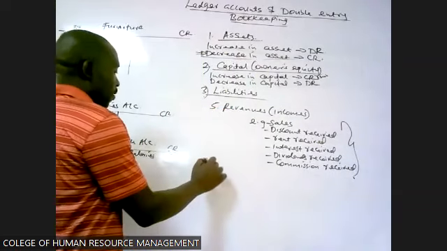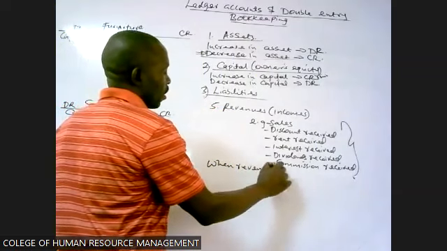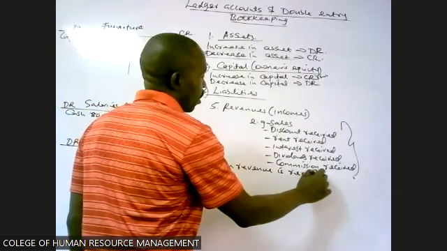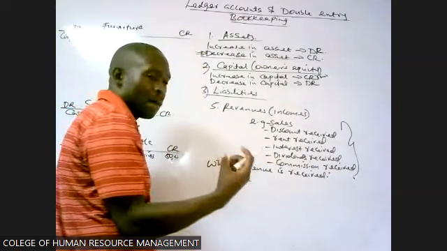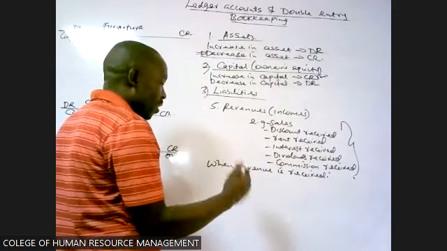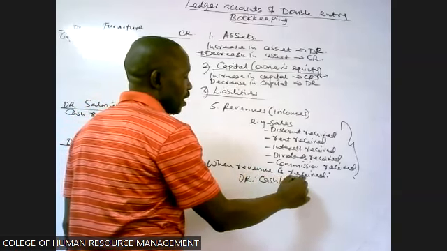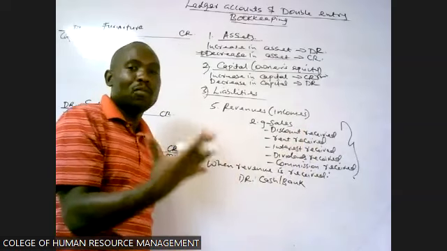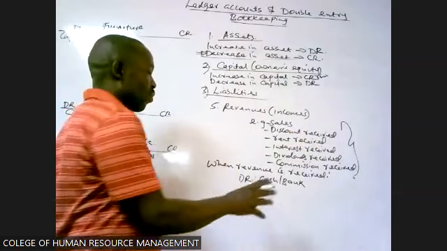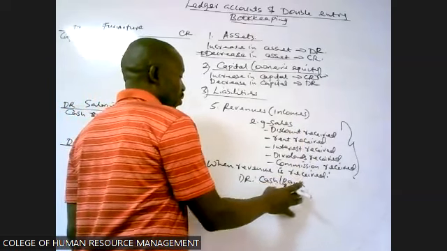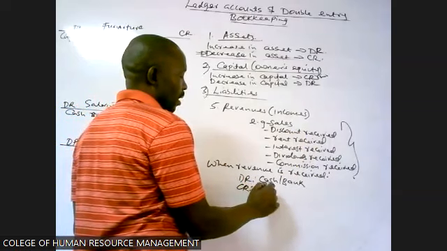When revenue is received, debit. Remember, revenue is money coming in. When it is now coming in, debit cash or bank. Remember, we said cash or bank. Anytime we receive it, you debit. But anytime you pay, you credit. So you debit cash or bank, then you credit revenue or respective revenue account.